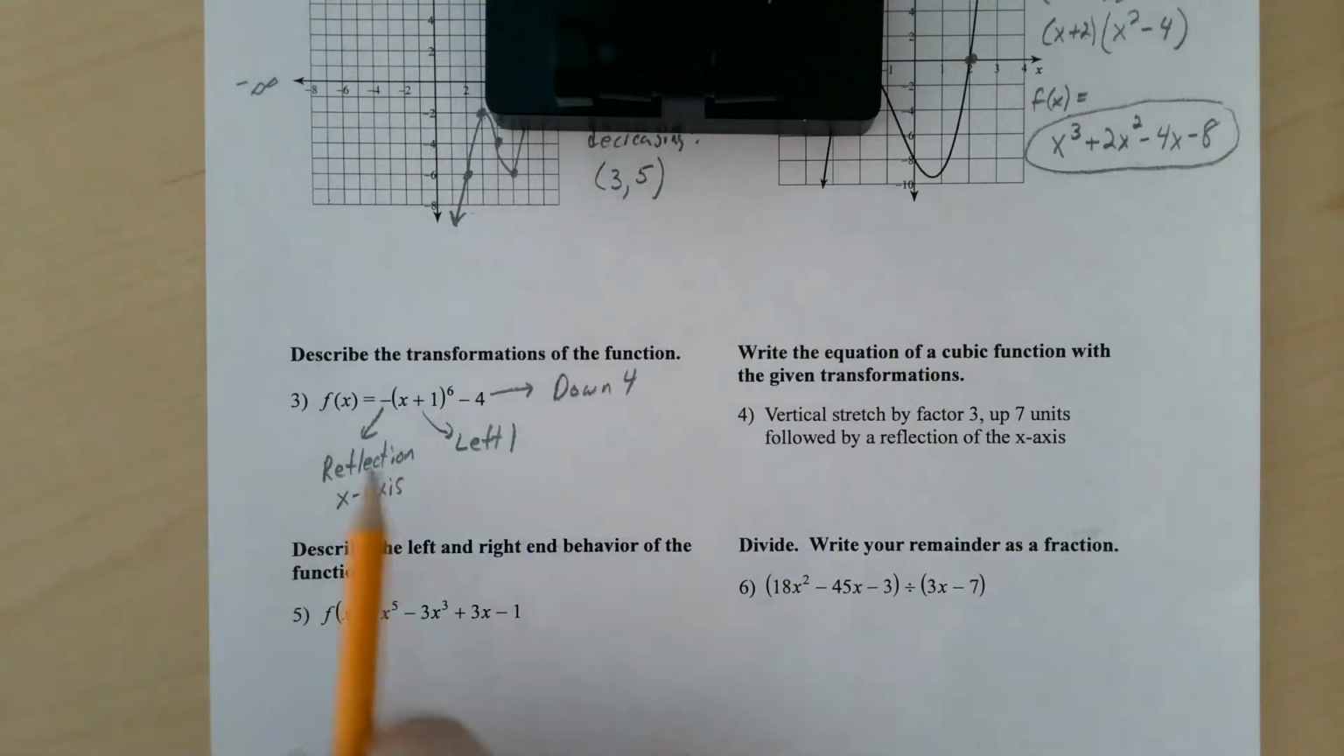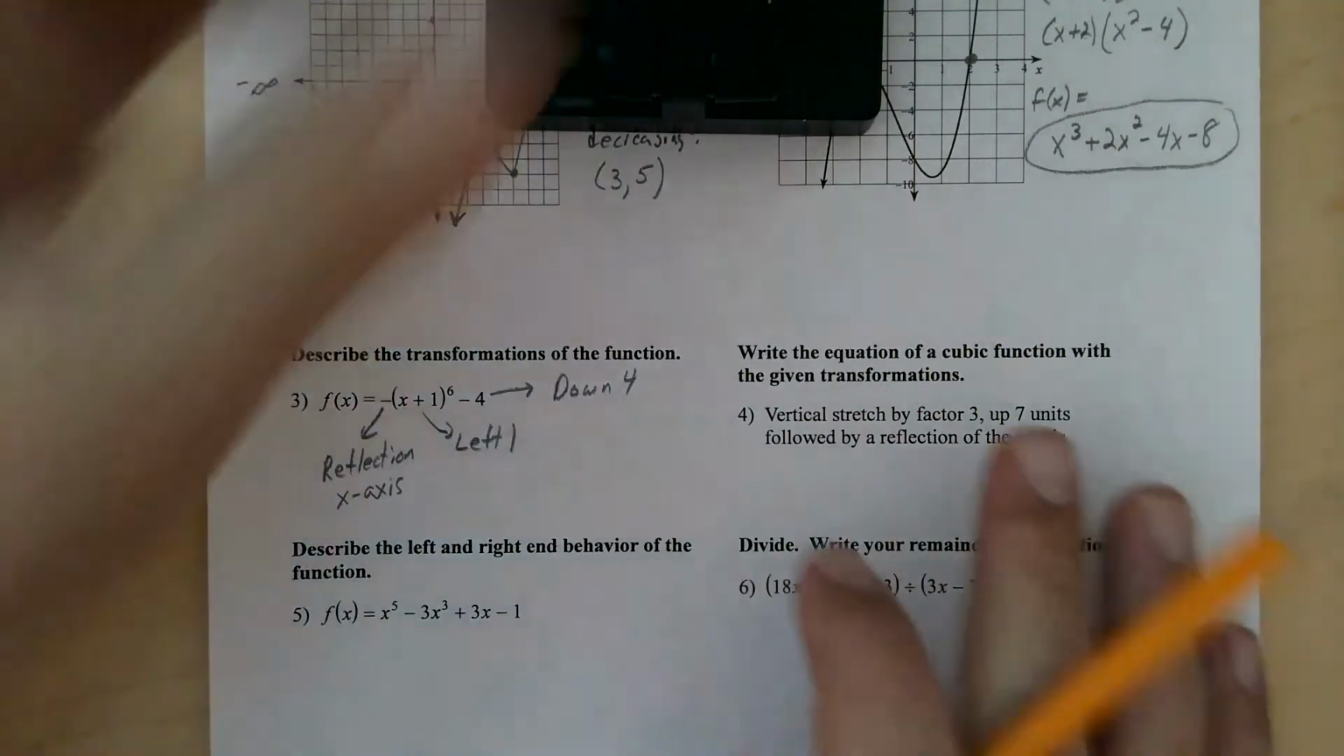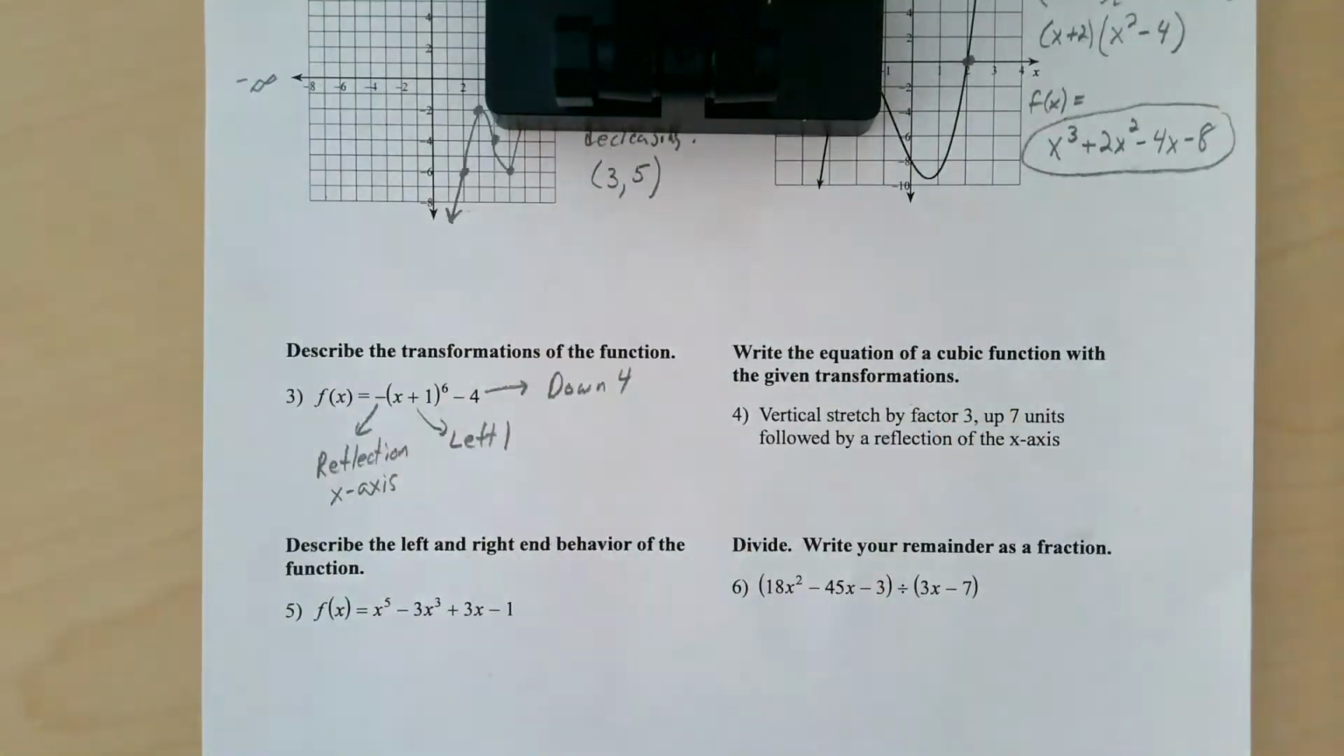It could be a stretch. If I have a number greater than 1, then it's a vertical stretch. If it is a number less than 1, it's going to be a vertical shrink. So just keep all the transformations in mind when you do this.